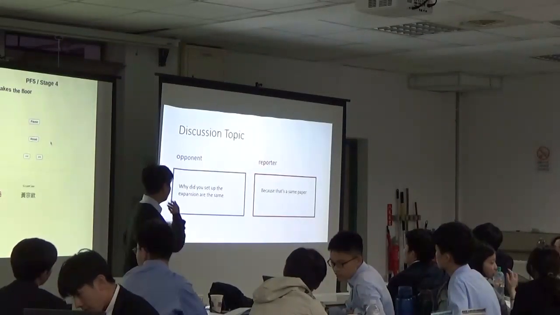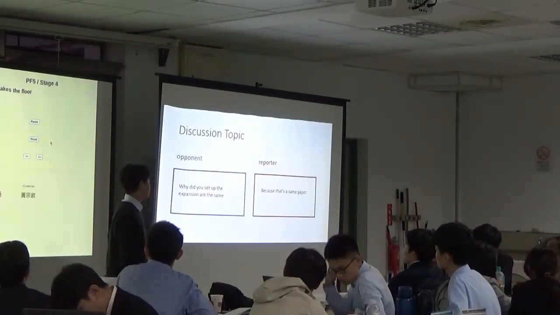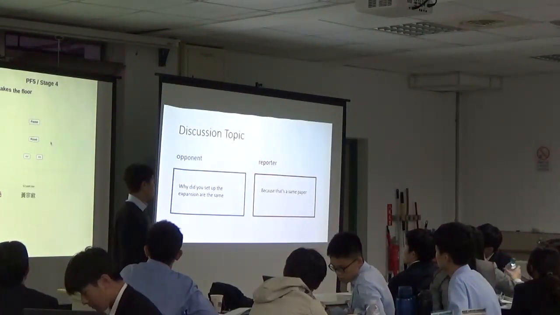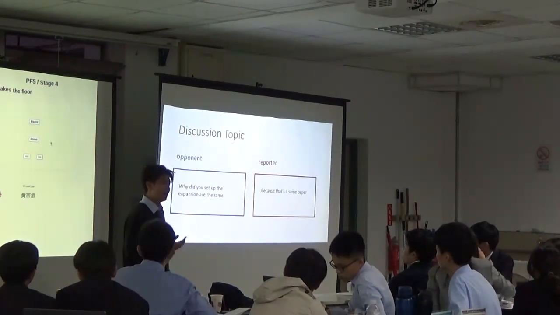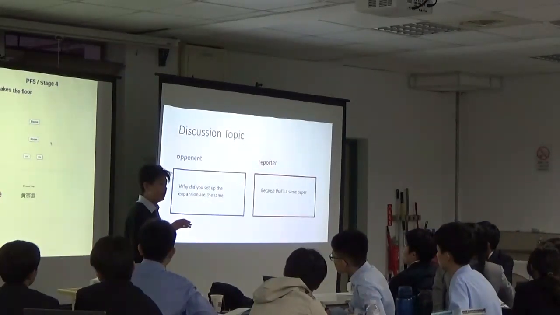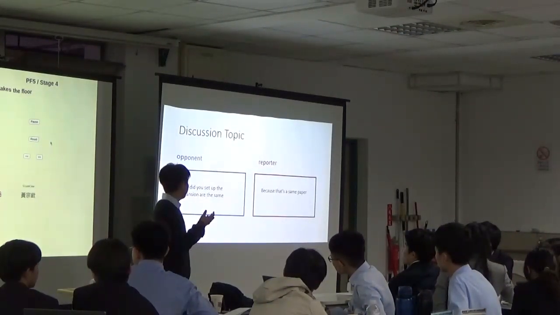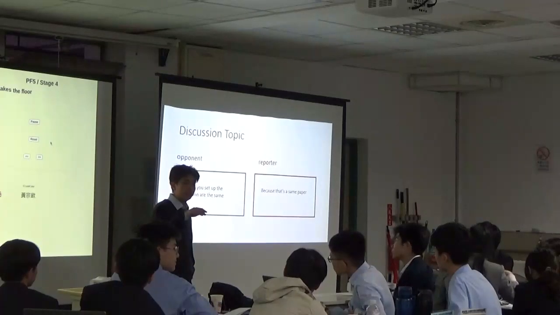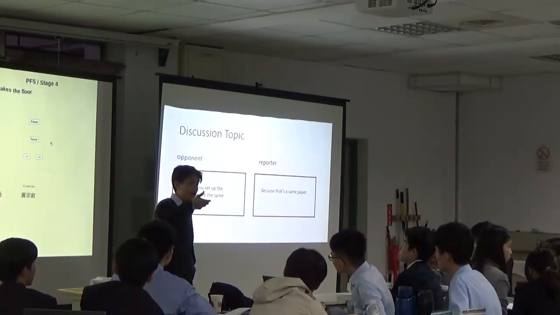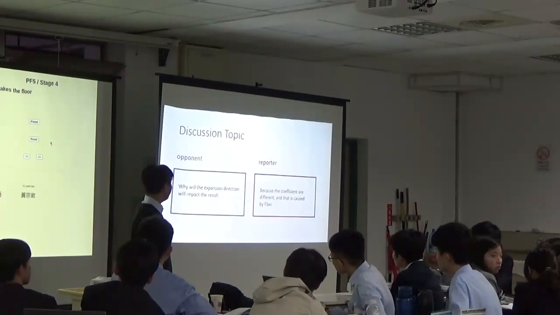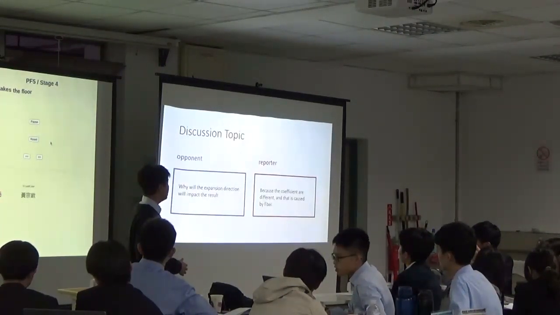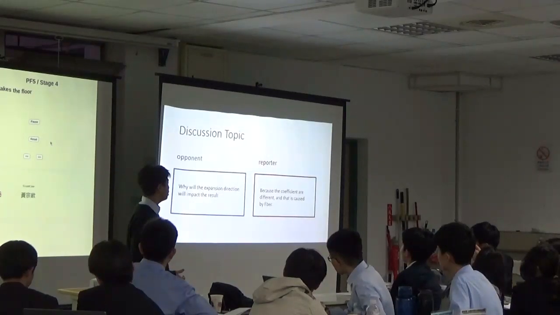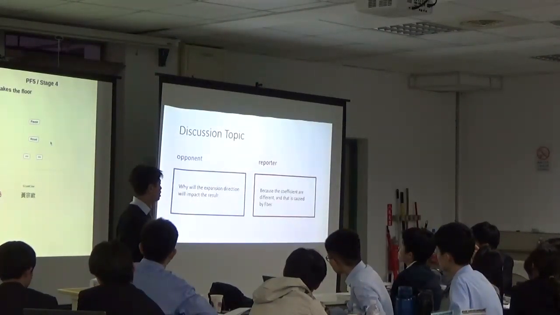The opponent asked why you set the expansion the same, and the reporter said because it is the same paper. I'm not satisfied with this answer because the rate of expansion actually slows down as the water level gets higher and higher. The opponent also asked why the expansion direction will impact the results, and the reporter replied that the coefficients are different, so it's caused by the fiber. And I agree with the reporter.